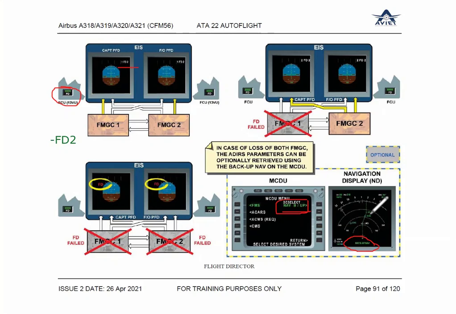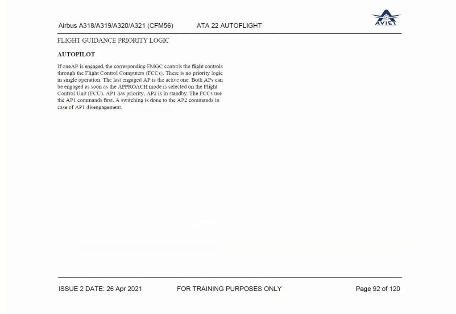In case of loss of both FMGC, ADIRS parameters can be optionally retrieved using backup navigation on MCDU. So with the help of ADIRS, you will fly because FMGC is not there. Clear, sir?